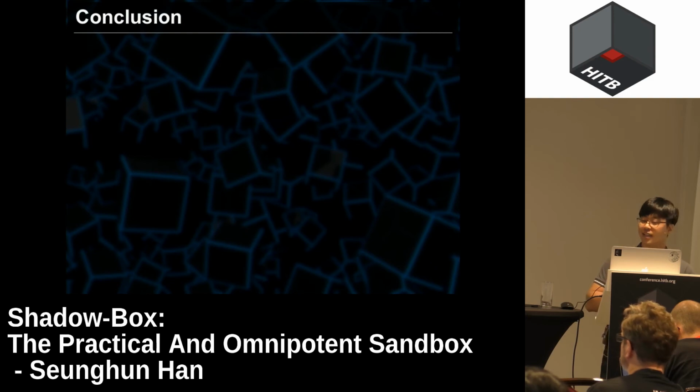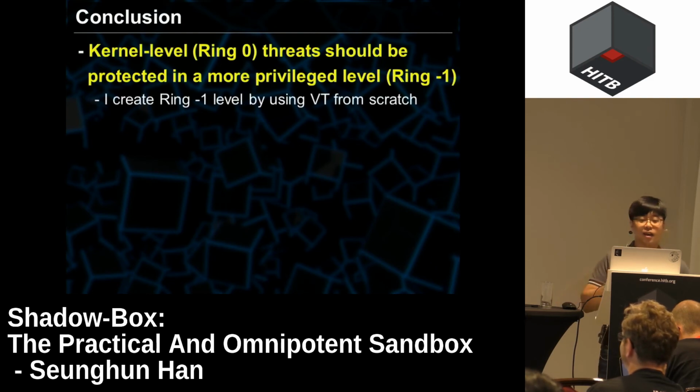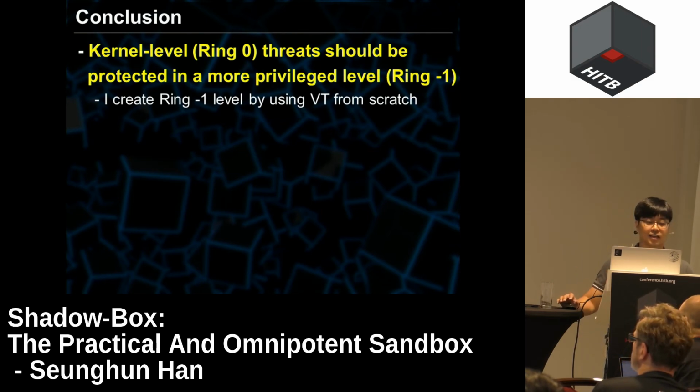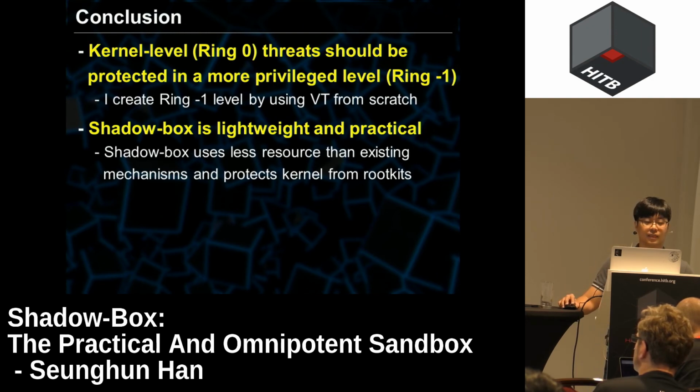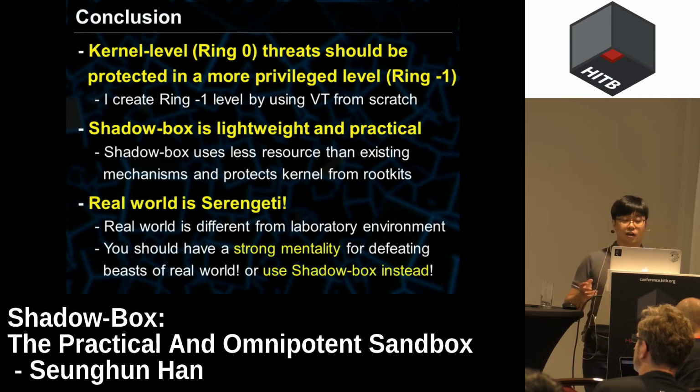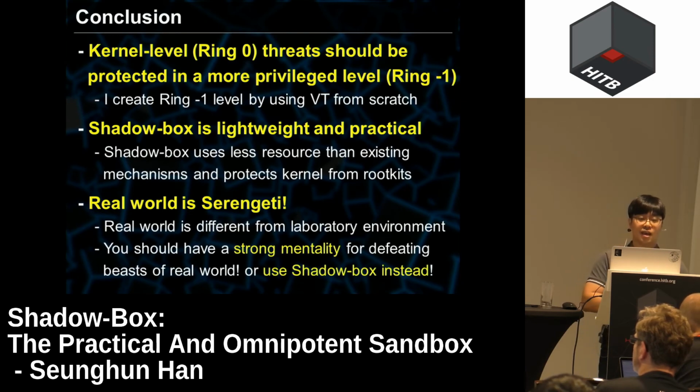Conclusion. First, kernel-level threats should be protected at more privileged levels such as the hypervisor. Second, Shadowbox is a lightweight and practical solution for protecting your kernel from rootkits. And third, the real world is the Serengeti, so you need a strong mentality for defeating the beast. If you don't have a strong mentality, use Shadowbox instead.